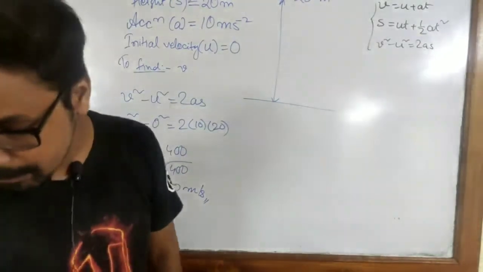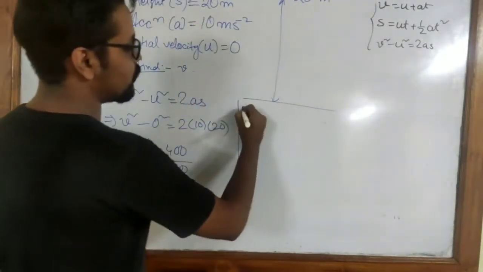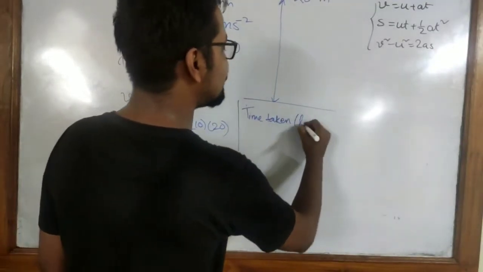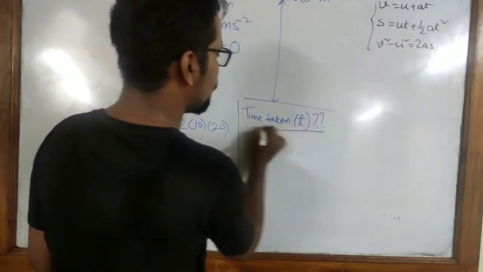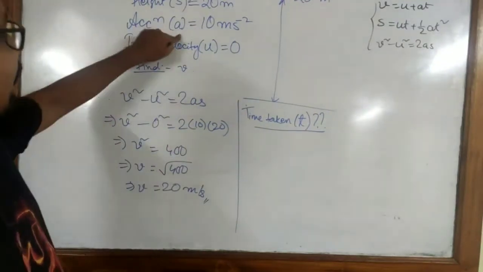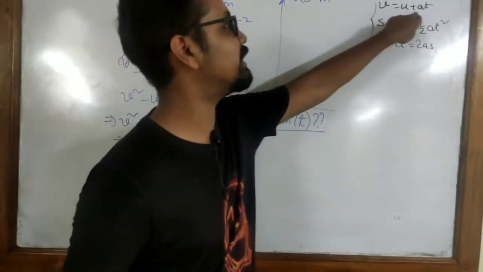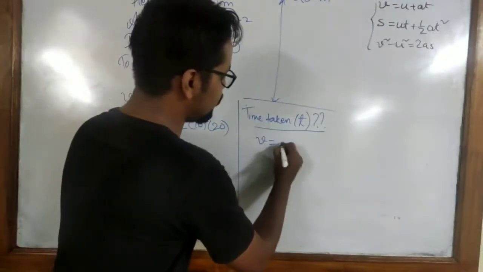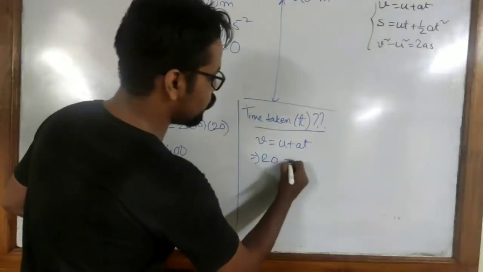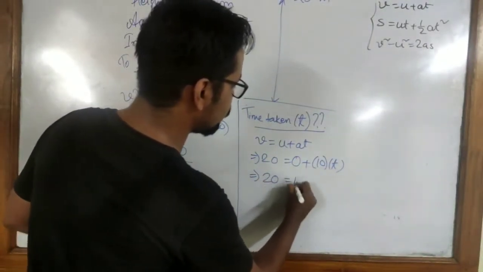Now in the second part of the question, we need to find the time that will be taken. Time taken means t. So how do we find it? Now we have u, v, a, s, everything. Which formula to use? I want to find t. Let's use the easiest formula: v is equal to u plus at. What is v? v is 20, u is 0, acceleration is 10 and t is the time. So 20 is equal to 10t.